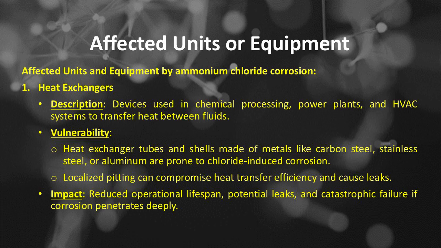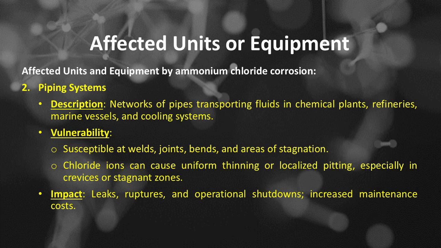Description: devices used in chemical processing, power plants, and HVAC systems to transfer heat between fluids. The vulnerability of ammonium chloride corrosion to heat exchangers includes: heat exchanger tubes and shells made of metals like carbon steel, stainless steel, or aluminum are prone to chloride-induced corrosion. Localized pitting can compromise heat transfer efficiency and cause leaks. The impact of ammonium chloride corrosion to heat exchangers: reduced operational lifespan, potential leaks, and catastrophic failure if corrosion penetrates deeply.